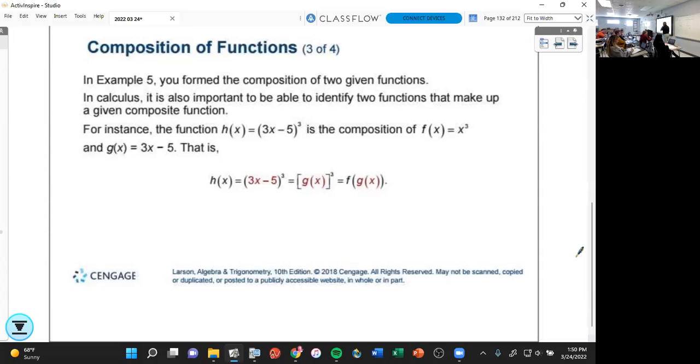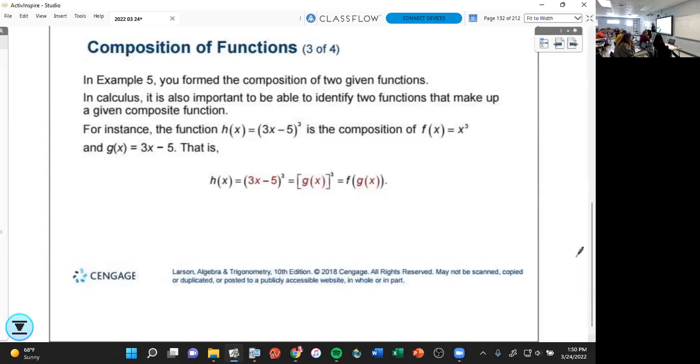Okay. So I've got this function h of x. H of x is (3x minus 5) cubed. Okay. Drill on the inside. What is the most inside function that you see there? Go on the inside. What do you see? Do you see a 3x minus 5? Everybody sees a 3x minus 5? Okay. If I took out a 3x minus 5, what's left? Okay. The x.